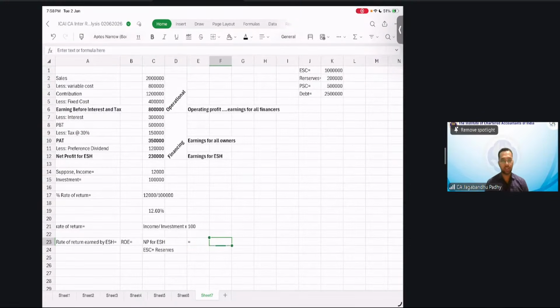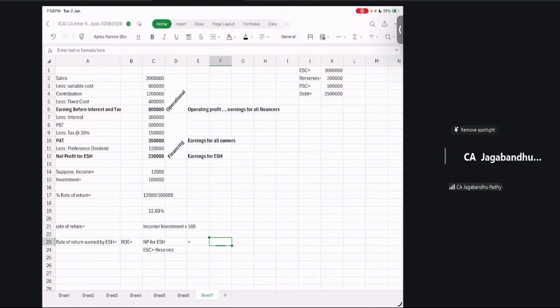earned by the equity shareholders? Can you tell me what is the rate of return earned by the equity shareholders?